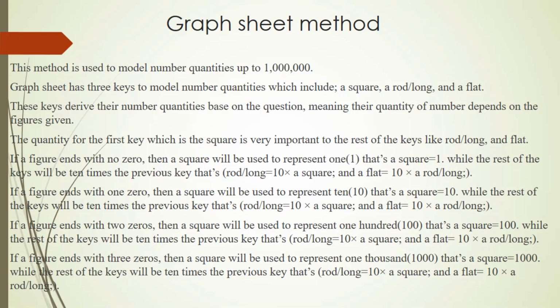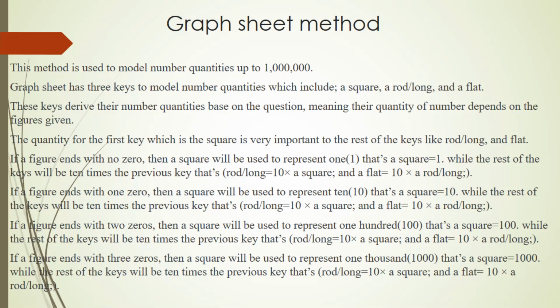While the rest of the keys will be 10 times the previous key. So if a square is 1, then a rod or long will be 10 times a square, and that will be 10, okay? Because obviously a square is 1, so a rod is 10 times a square, so 10 times 1, that will give you 10.